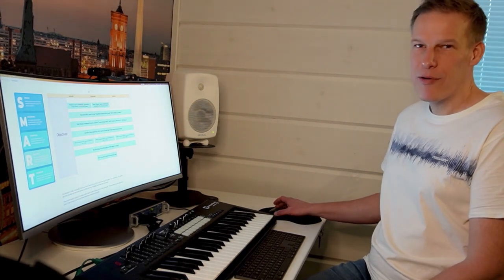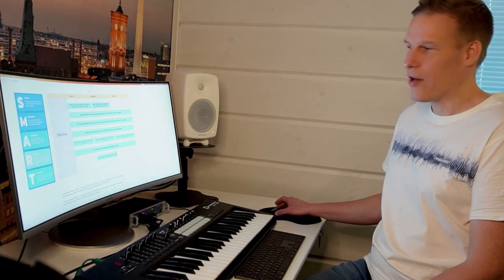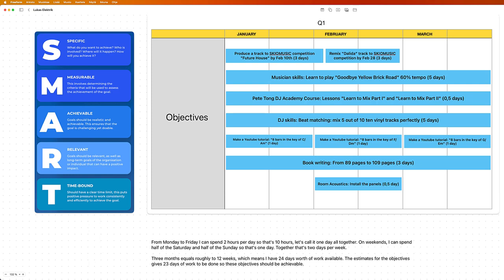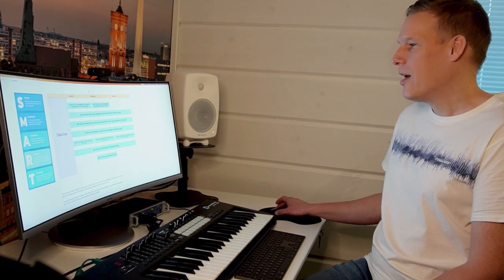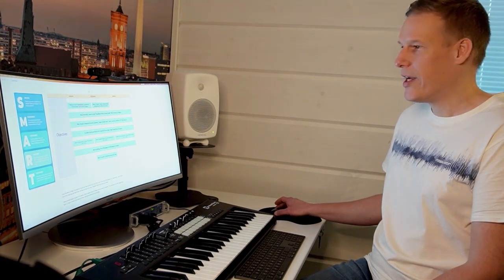Here I have borrowed the corporate scheme to do the planning for the first quarter of this year, which would be January, February, and March. Each of these columns lasts 2 weeks. So there are in total 4 weeks for January, 4 weeks for February, and 4 weeks for March. And now we need to populate these months with the objectives that I want to reach.